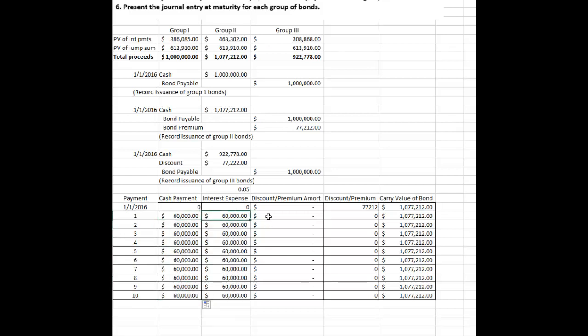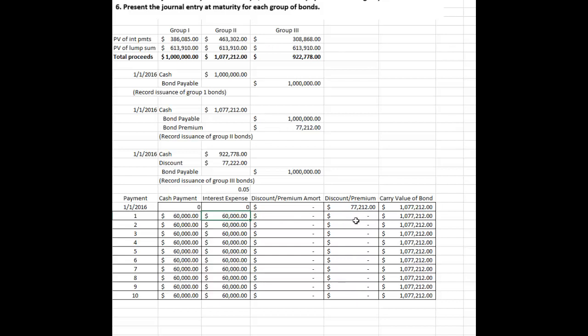Now, here's where it changes significantly from group 1. The interest expense is not 60,000. We got this benefit up front when we issued the bond of $77,212, and that benefit now needs to be spread out over the life of the bond. So the interest expense is actually smaller than 60 grand, even though we're paying 60 grand. The interest expense showing up on the income statement for this first 6-month period is less than 60,000. Well, how much less? If we're using straight line amortization, it'd be very simple. It'd be 1/10 of this because there are 10 payments, so about $7,700.